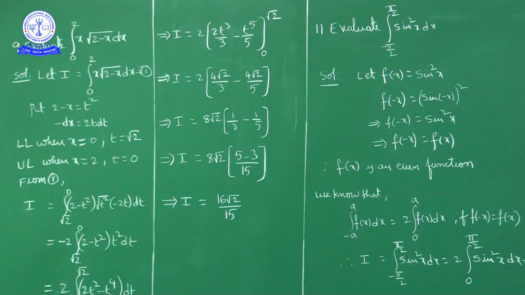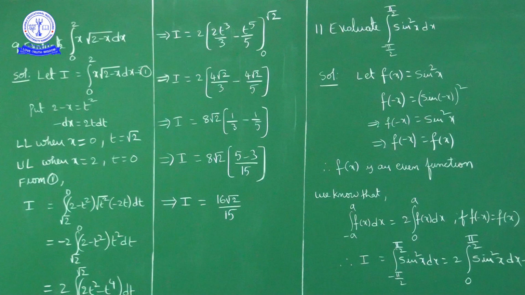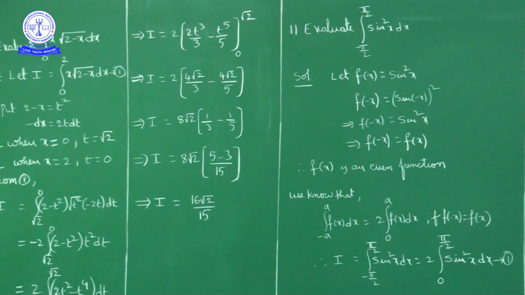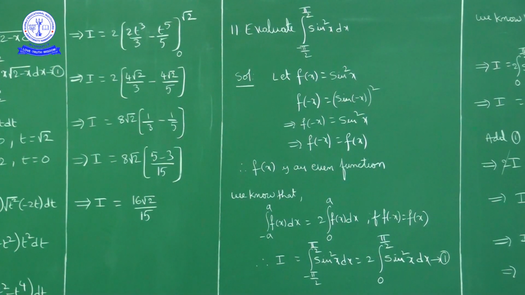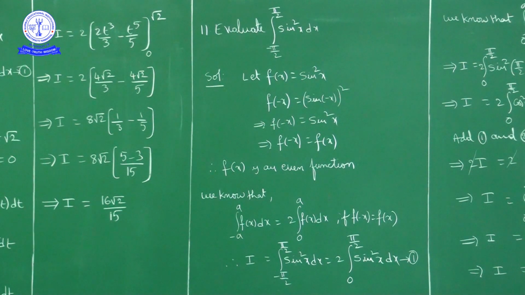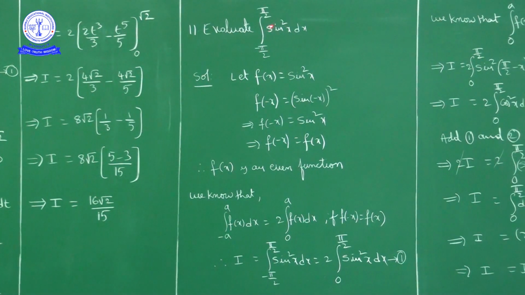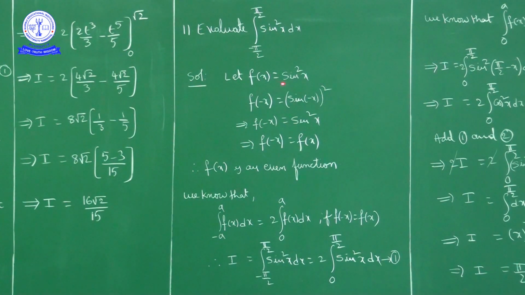Whenever you have minus a to a, minus 1 to 1, minus 2 to 2, minus pi to plus pi, in such cases check whether the given function is an even function or an odd function. Now what is the function here? The function is sin square x. So f of x is equal to sin square x.